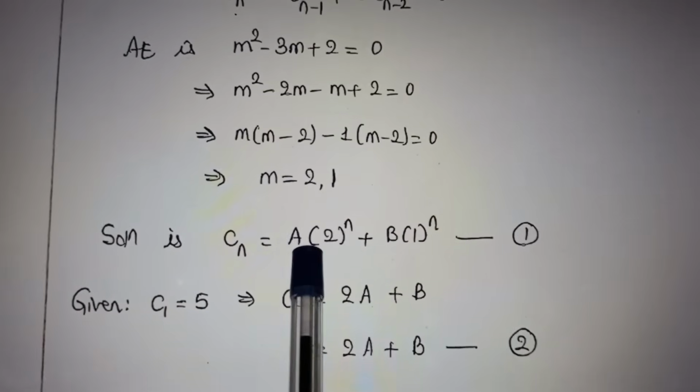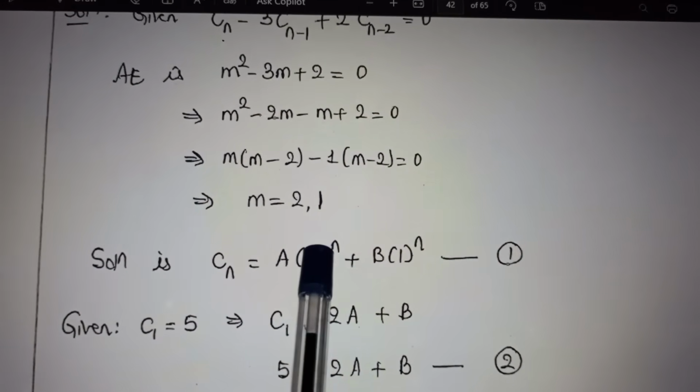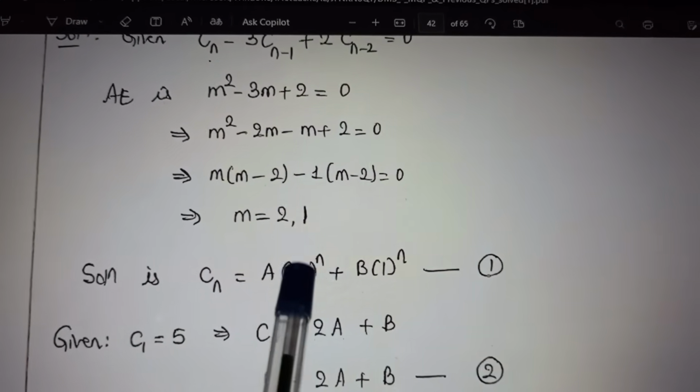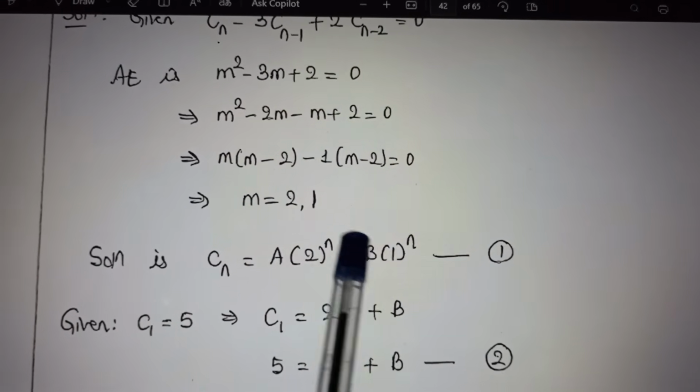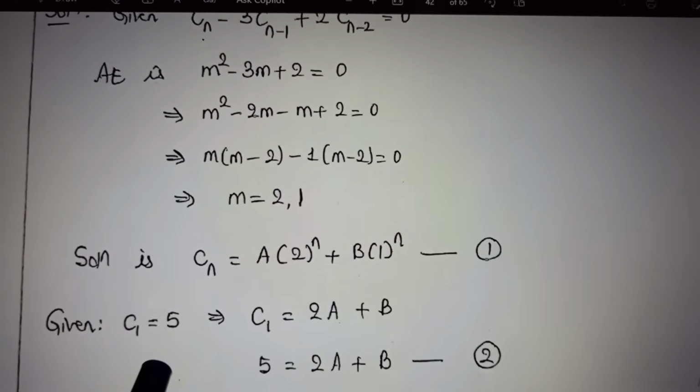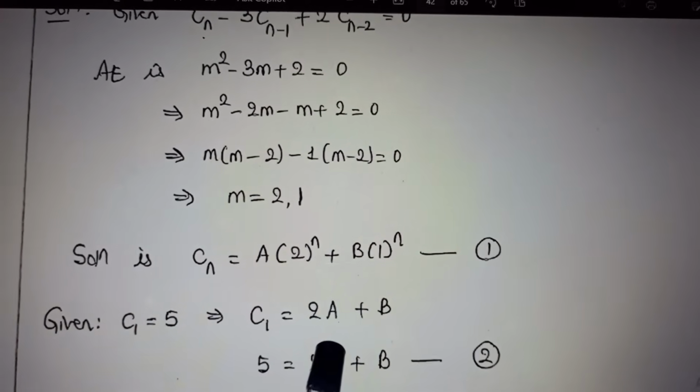So we have to solve now. To solve, we have to express it in terms of a and b according to the given question values. It is given as 2 and 1. So we already know the value of c1 in this formula, so substitute the value of c1 and c2.